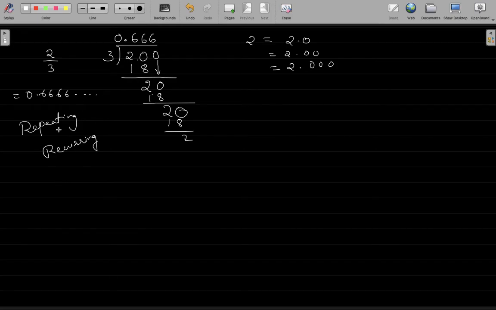But how do we represent this? We represent this by keeping a small bar or a small line over that number or that digit which repeats itself in the division. So its value is 0.6 bar. Now the bar over the 6 indicates that 6 is that number which is getting repeated itself, n number of times or infinitely. As long as you are dividing, you keep getting as many sixes as you want. So here you have 0.6 bar. So this is the value of 2 by 3.